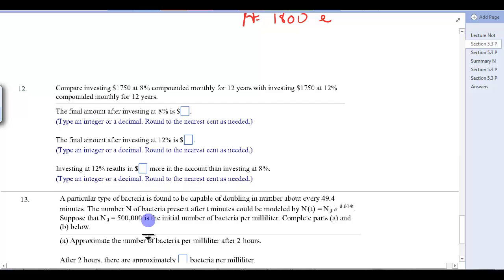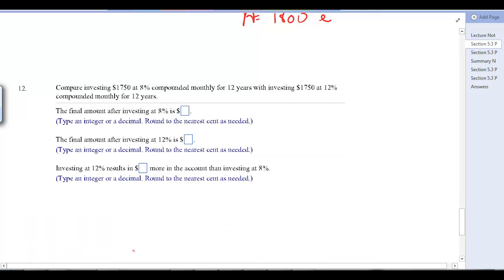All right, let's see what number 12 is about. All right, compare investing $1,750 at 8% compounded monthly for 12 years with investing $1,750 at 12% compounded monthly for 12 years. So we've got a couple of different things going on. All right. Let's figure out what we get with the 8% and the 12%. We'll just go over here and do those. So 1750 times 1 plus 0.08 over monthly would be 12. So our n is going to be 12 raised to 12 times 12.